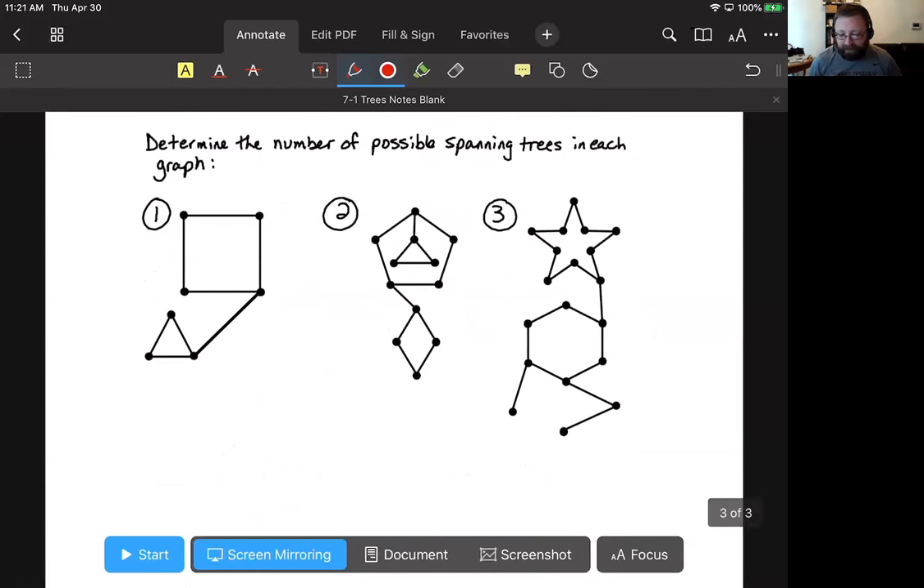So we're going to go back to that spanning tree skill, and we're going to determine the number of possible spanning trees in each of these graphs. Okay, starting with graph number 1. Graph number 1 contains 2 circuits. One circuit is length 3, one circuit is length 4. That's 1, 2, 3. 1, 2, 3, 4. Okay? So the number of spanning trees would be 3 times 4, or 12. There are 12 spanning trees in this graph.